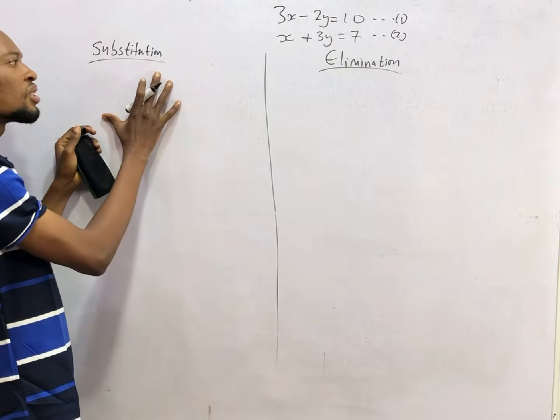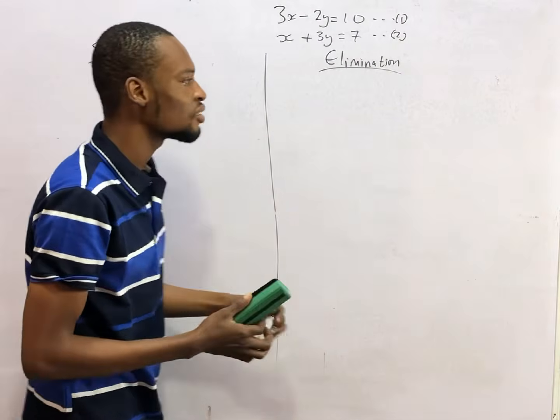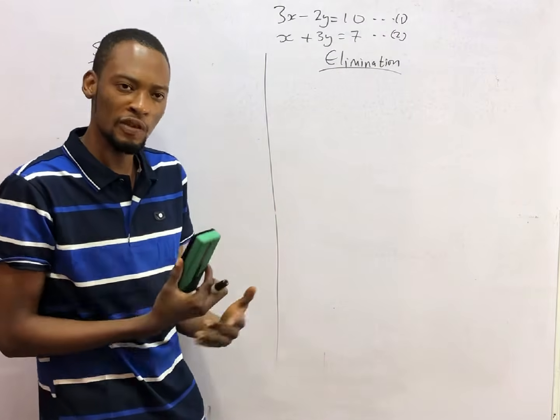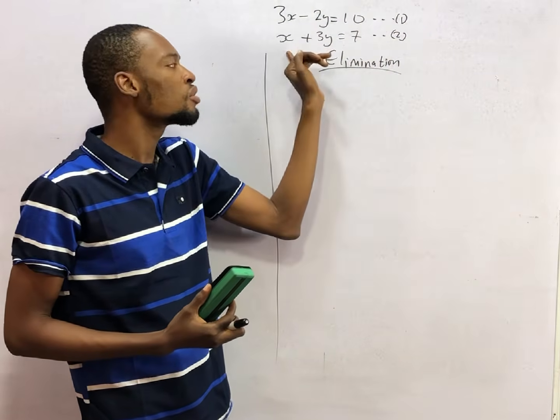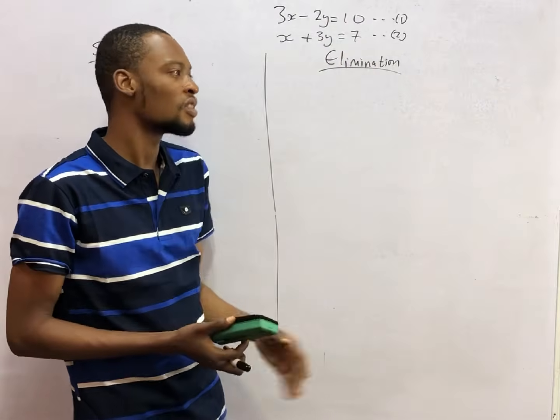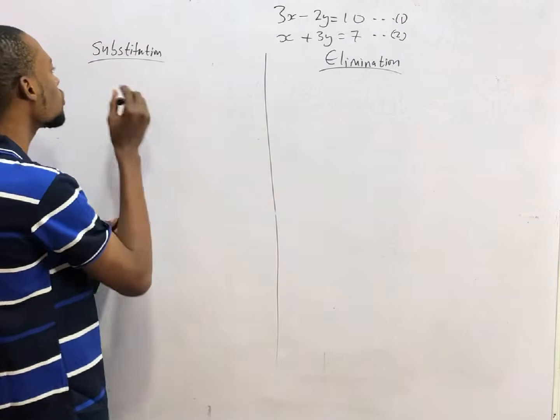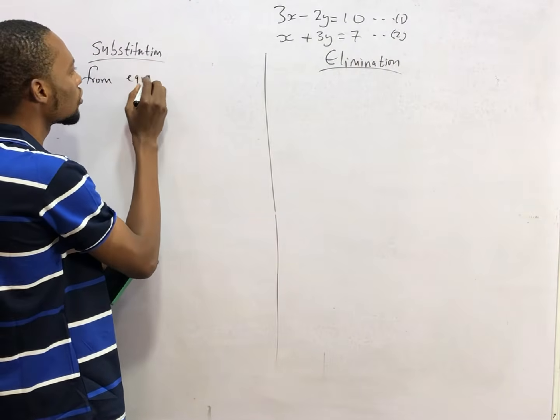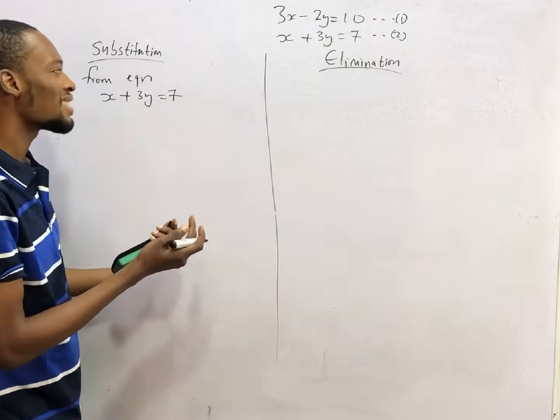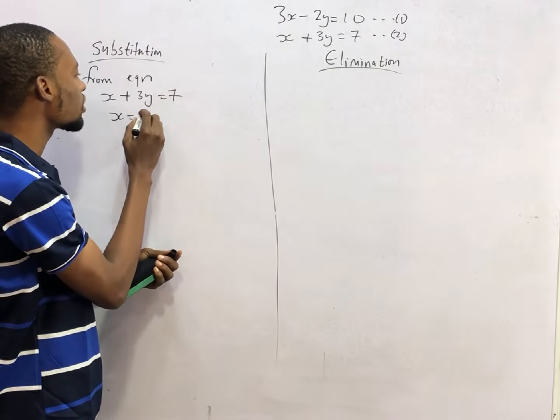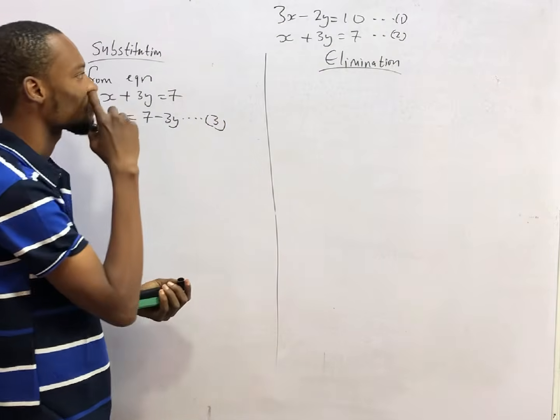Using the substitution method, you look at equation 1 and equation 2. Which one is easier to make a particular variable the subject of the formula? In equation 1, you have 3s minus 2y equals 10. In equation 2, you have s plus 3y equals 7. It is easier to make s the subject from equation 2. Making s the subject, s becomes 7 minus 3y. Simple. Call this equation 3.